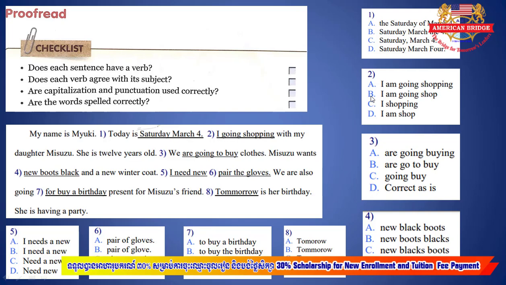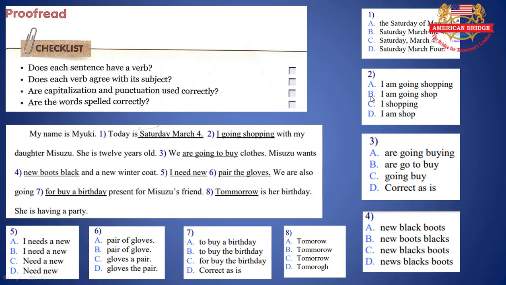Okay. Number 7, you see here for buy a birthday. So A, to buy a birthday. Letter B, to buy the birthday. Letter C, for buy the birthday, and letter D, correct as is. So the right answer is letter A, to buy a birthday. We cannot use for plus an infinitive verb. Okay, so for plus gerund, or for plus noun or pronoun.